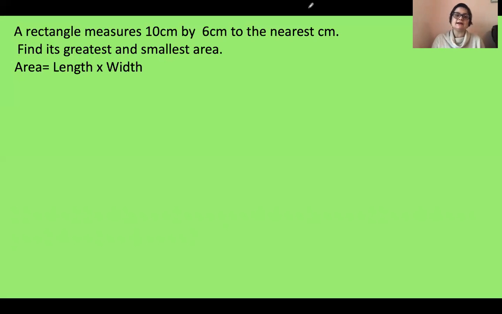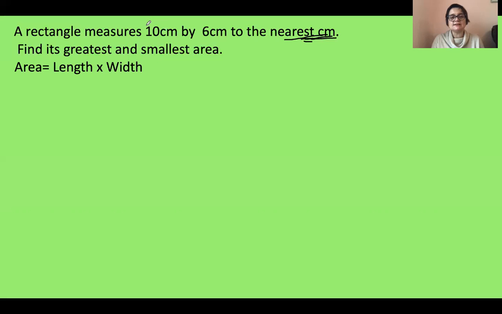The rectangle measures 10 centimeters by 6 centimeters to the nearest centimeter. Find its greatest and smallest area. So it says to the nearest centimeter. I'd like to underline, always underline, to the nearest centimeter. So this is the unit that we are going to use to find the lower bound and upper bound for both of them.